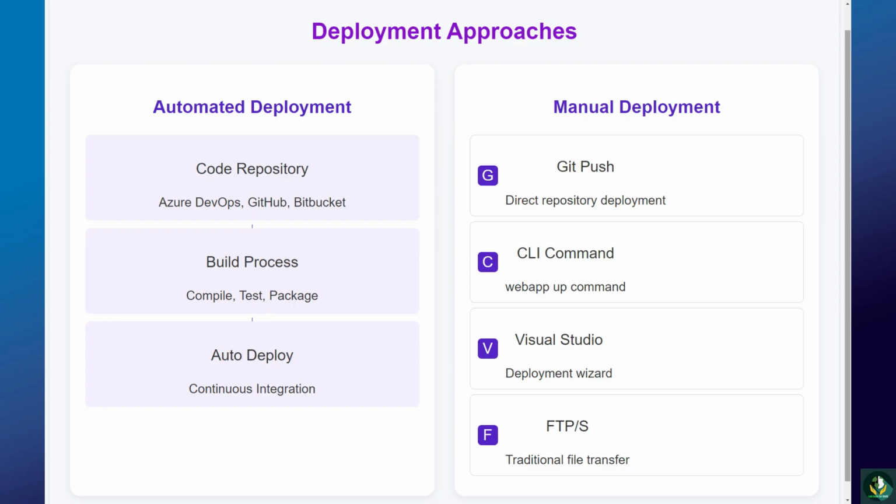Many teams implement a hybrid approach, using automated deployment for their main development pipeline while maintaining manual deployment capabilities for special cases or emergency updates. This flexibility ensures your deployment strategy can adapt to changing project requirements and team needs.